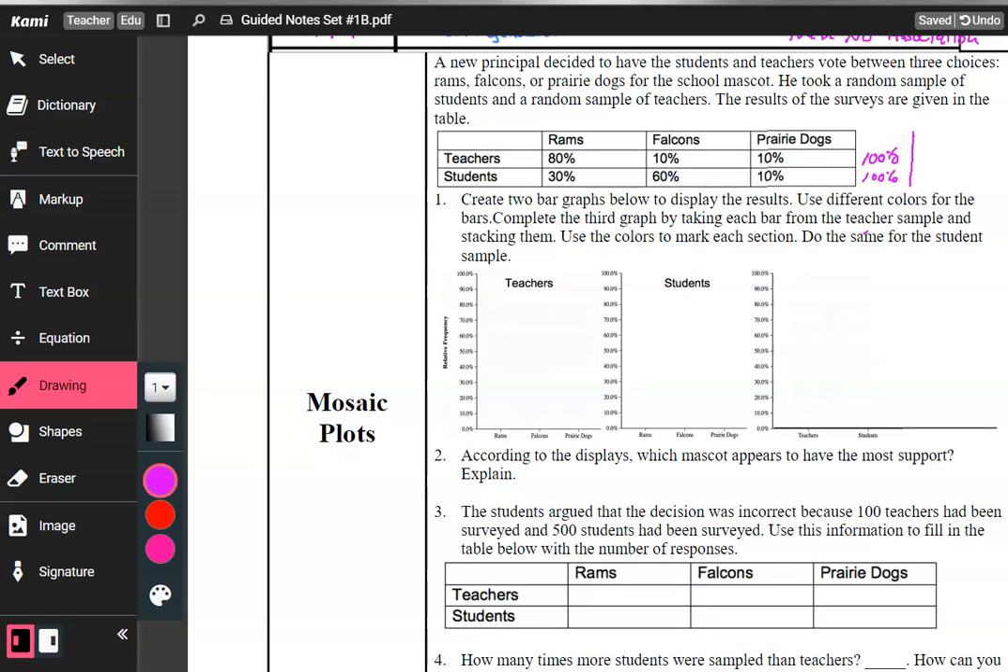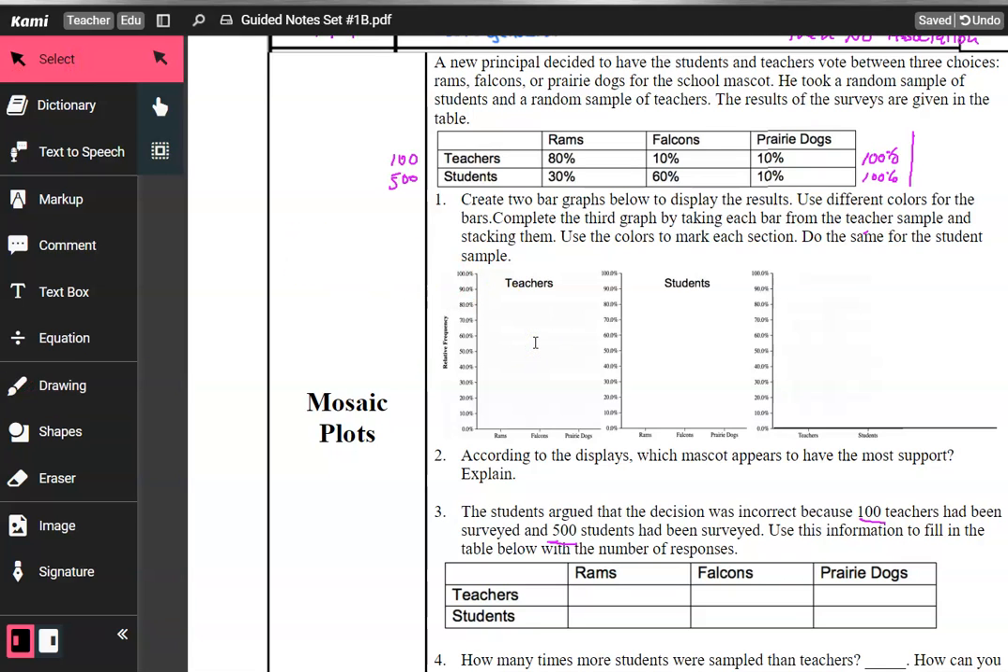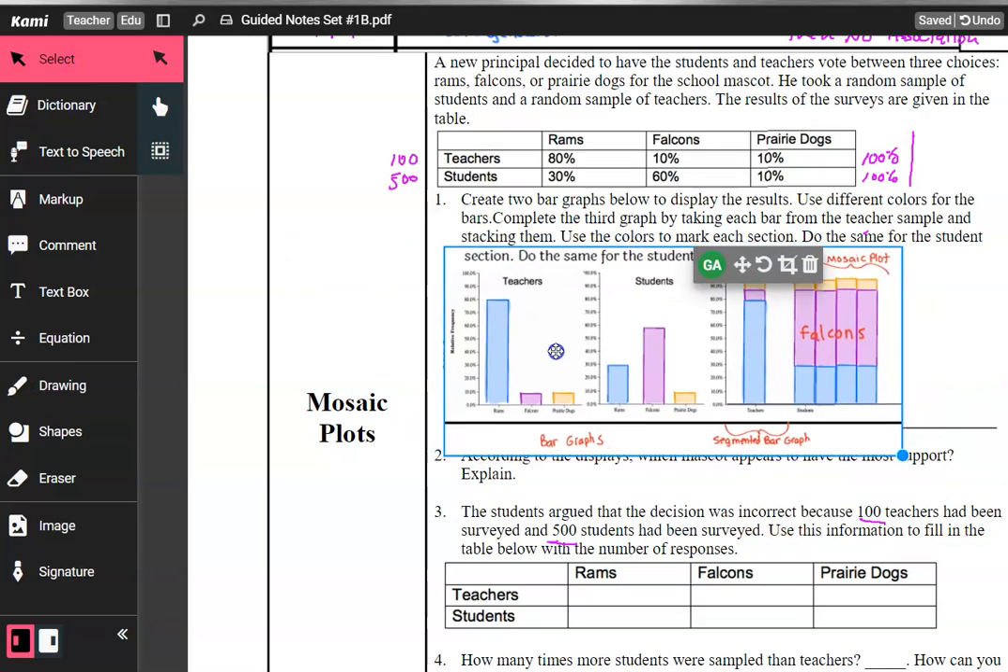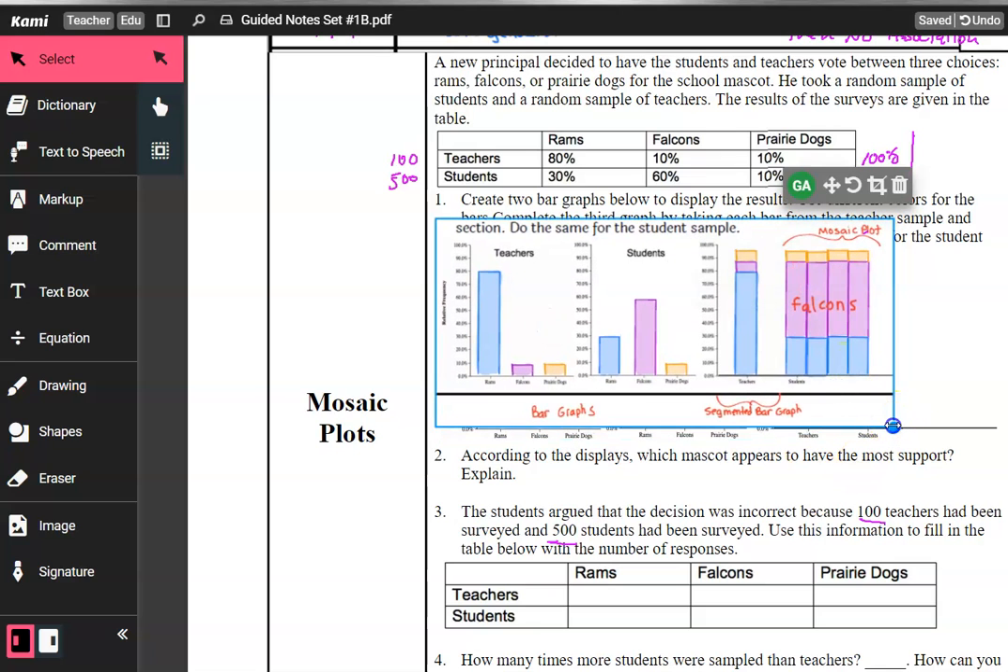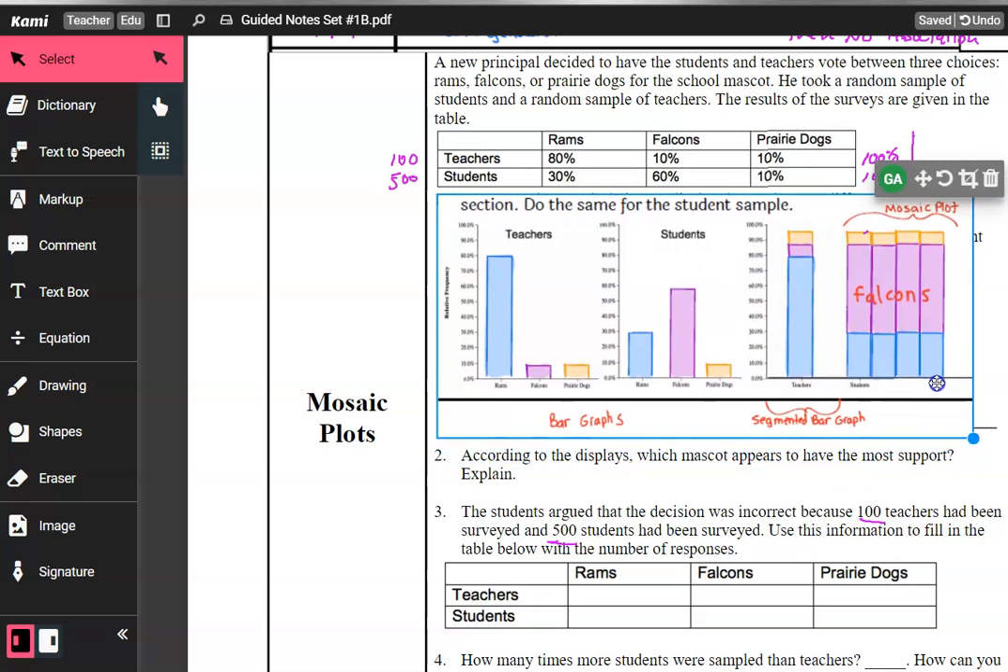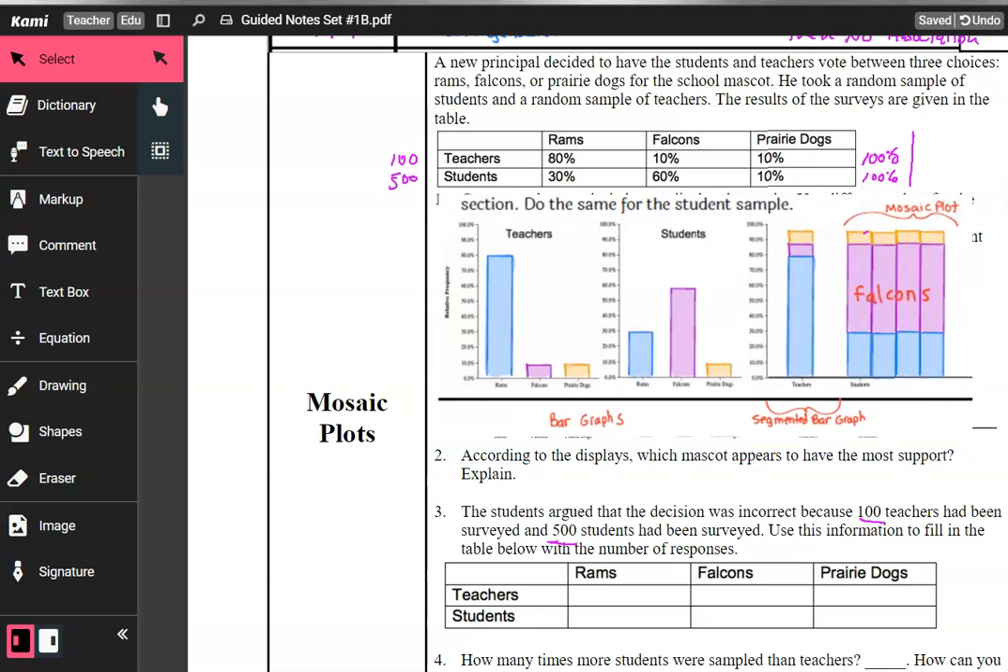Oh, I do gotta share that for teachers, there were 100 teachers surveyed, and for students, there were 500. So here is the plot that we're looking for. Here's the plot. Let me fix this. All right. So this is what we're looking at.